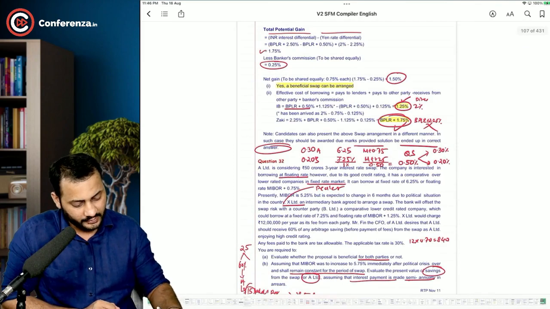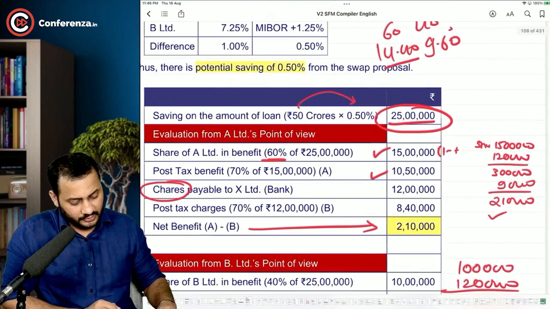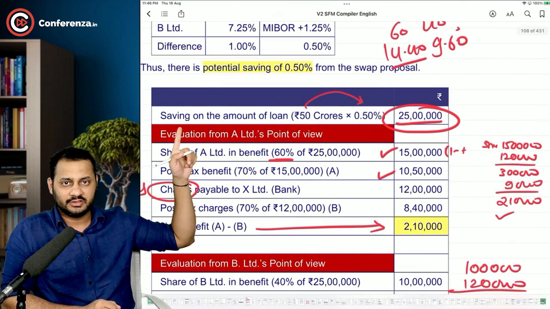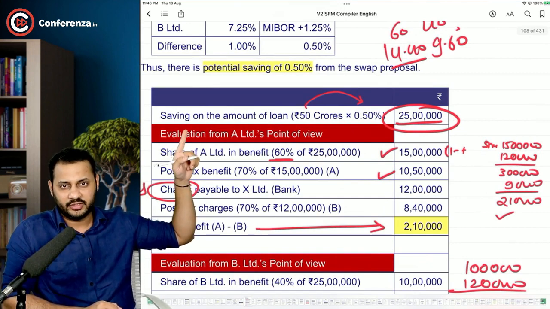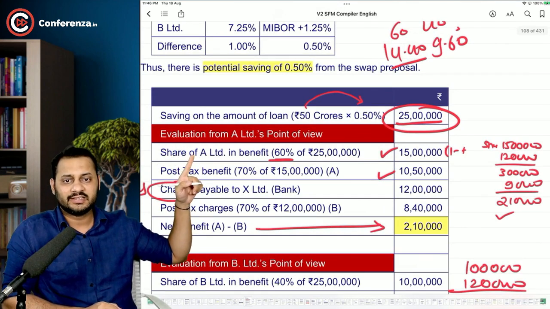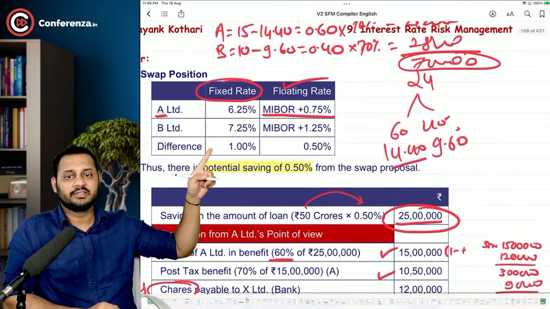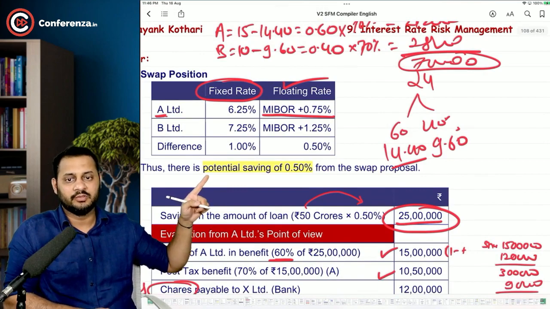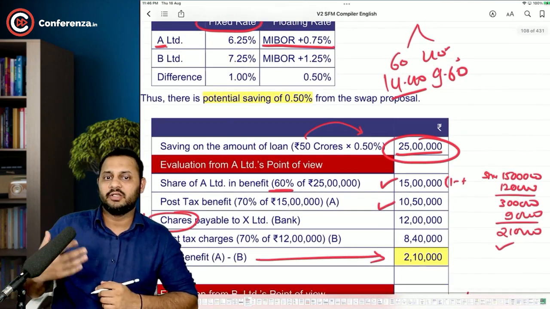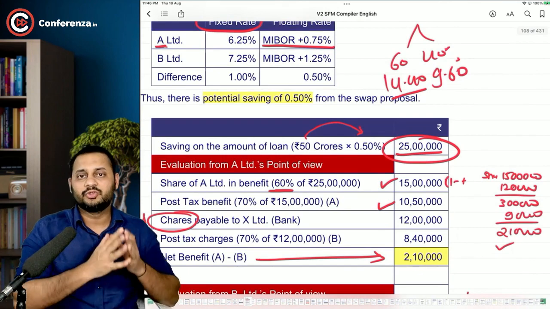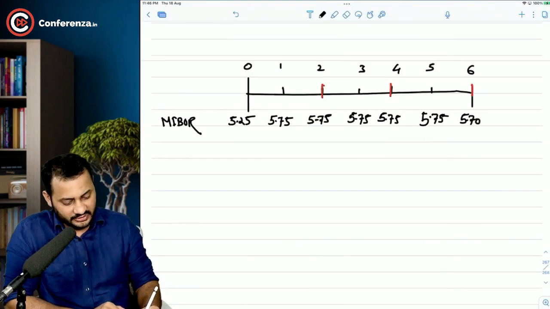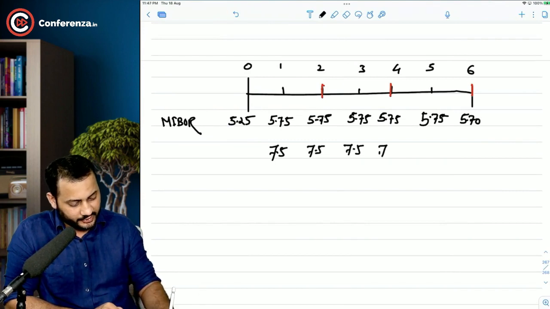See, in the previous part itself, the total saving was 0.5% on the amount of loan. 50 crore into 0.50%, that's 25 lakh. Out of that 25 lakh, 60% was the share of A Limited, which is 15 lakhs, but that is per annum. All these rates are per annum, the difference is per annum, the potential saving is also per annum. But if we are making a payment semi-annually, 15 lakh divided by 2 comes to 7 lakh 50,000. That's going to be the saving every 6 months in interest.